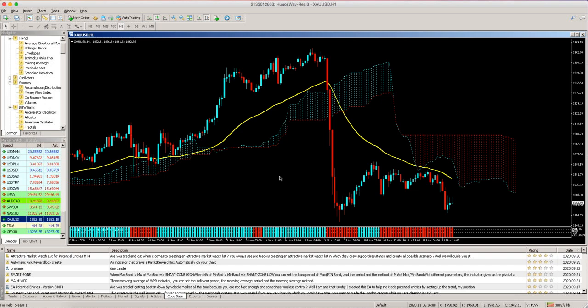But know this: once three to four structure levels have been broken on the H1, you're going down or you're going up. You just gotta find the structure levels. If you see one broken, the next one broken, the next one broken, nine times out of 10 you're going up. In this case with gold, that's what happened. Three to four structure levels were broken. Boom, we caught it.